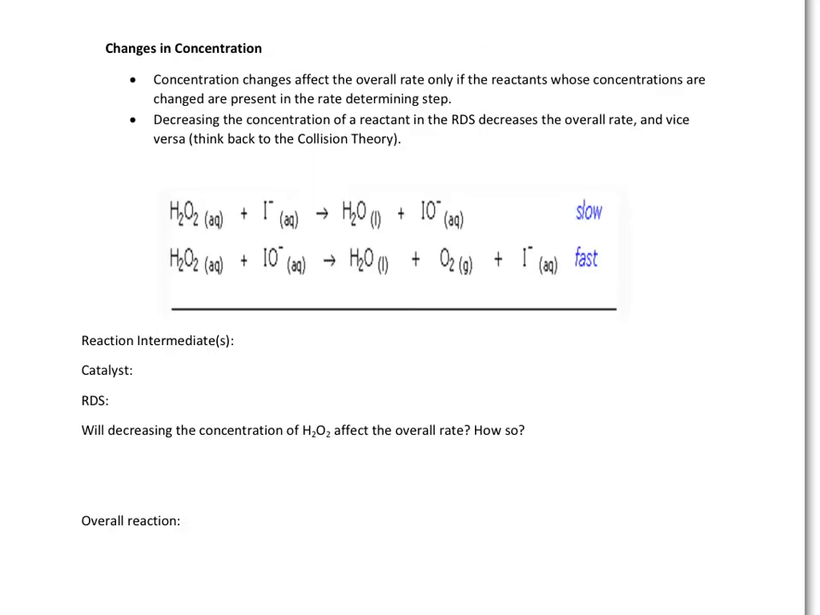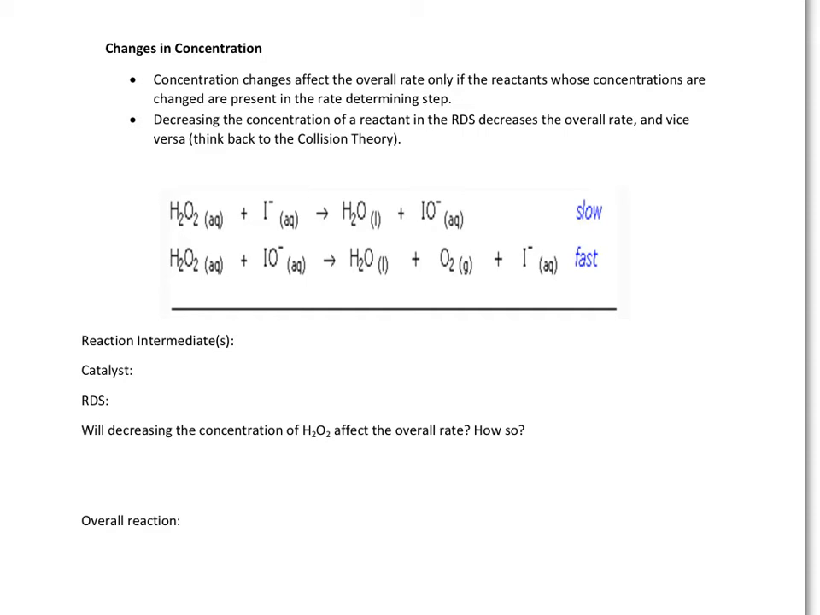For instance, changes in concentration affect the overall rate only if the reactants whose concentrations are changed are present in the rate determining step. Decreasing the concentration of a reactant in the rate determining step will decrease the overall rate, and vice versa. Thinking back to what we talked about with relation to the collision theory. If you decrease the concentration, then there's less particles present in a given space. If there's less particles present, there's going to be less successful collisions with the sufficient energy and proper orientation, so the reaction rate will decrease.